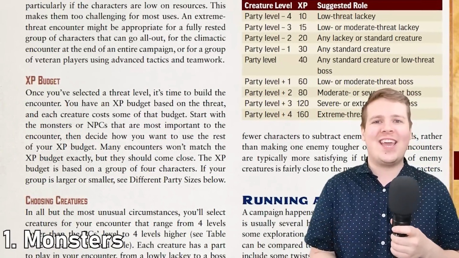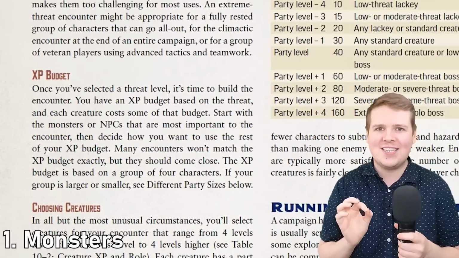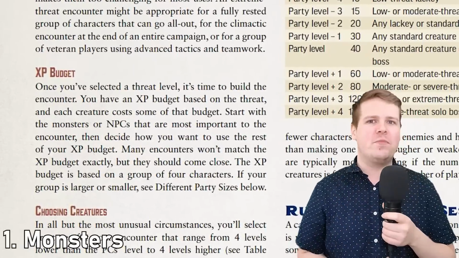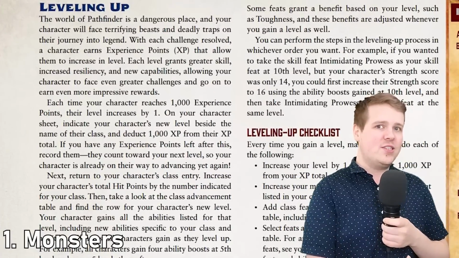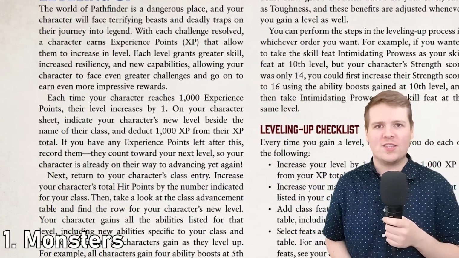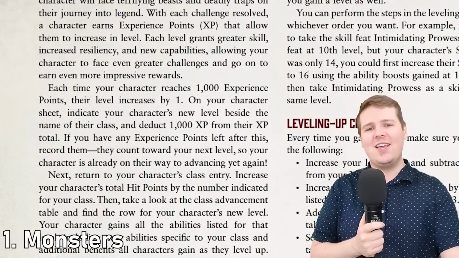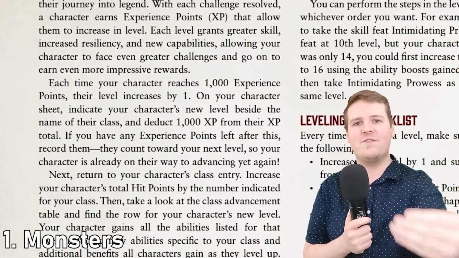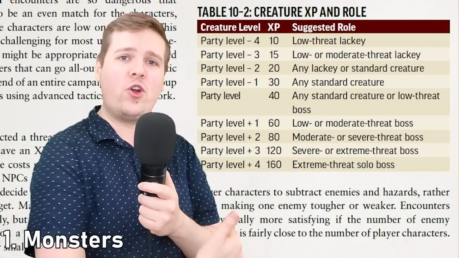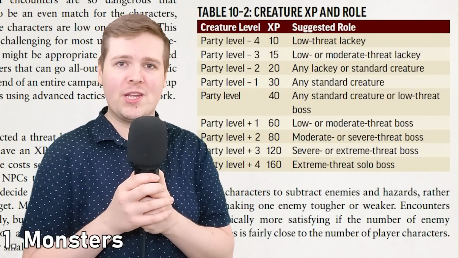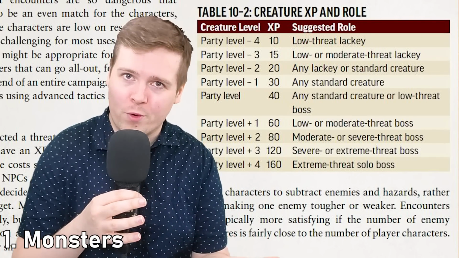Pathfinder 2e's encounter XP budget system is so intuitive and easy because it doesn't change from level to level. You can see that no matter what level your character is, it only takes 1,000 experience to level up. But the amount of XP you receive from a monster is based on their level relative to yours. So, if you're a level 5 character, then killing a level 5 creature is worth 40 experience. And if you're level 12 and kill a level 12 creature, it's worth 40 experience.